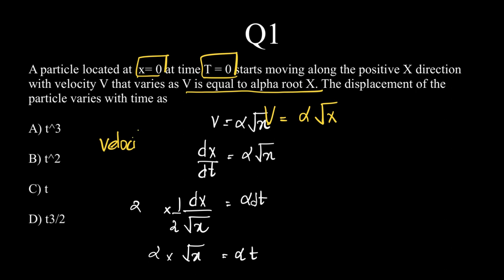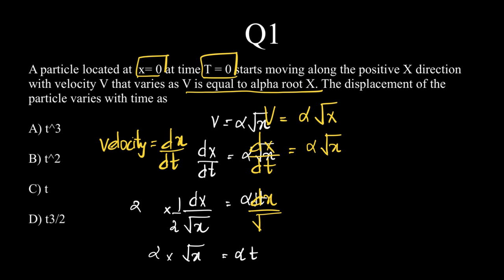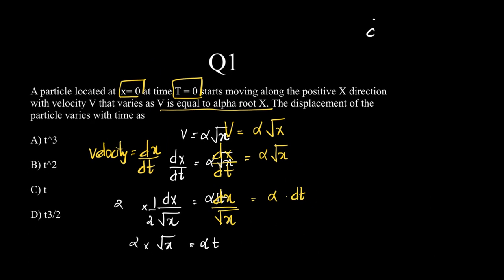So we know that velocity is d by dt of x, right? So if you make use of that equation here, we have d by dt of x is equal to alpha into root x. Now what I'll do is write root x on the LHS and bring dt towards the RHS.